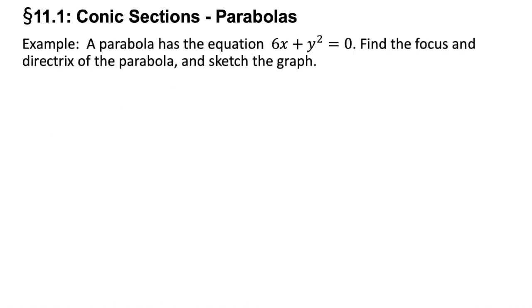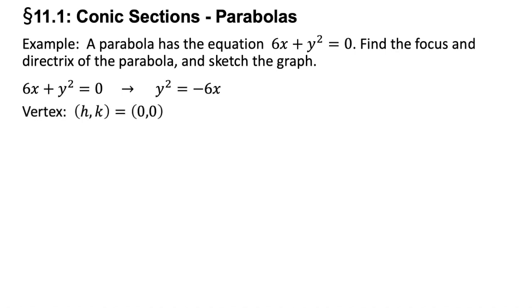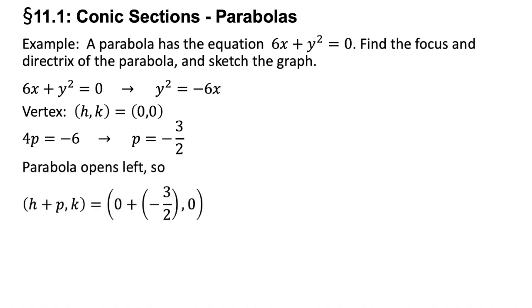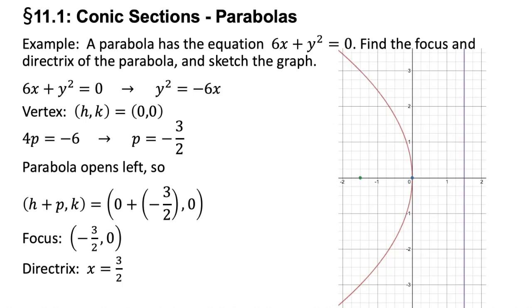Here's another example to find focus, directrix, and graph the parabola given its equation. We first simplify the equation to y squared equals negative 6x, so the vertex is at (0, 0), and 4p equals negative 6 implies that p equals negative 3/2. So parabola opens left and the focus is 3/2 of a unit to the left of the vertex at (negative 3/2, 0). And directrix is x equals 3/2, and this is the graph of the parabola.